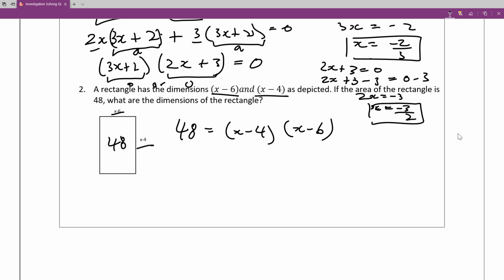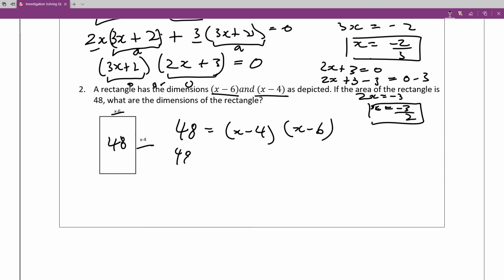And the trick here is to not do that and FOIL this out first. The reason why we're FOILing the right side first is because after FOILing this, we can bring over or subtract 48 on both sides, and then we get a quadratic equation that we solve for 0. Okay, let me show you.